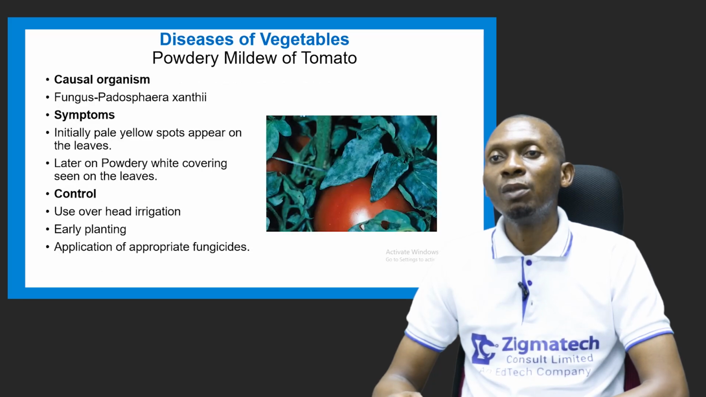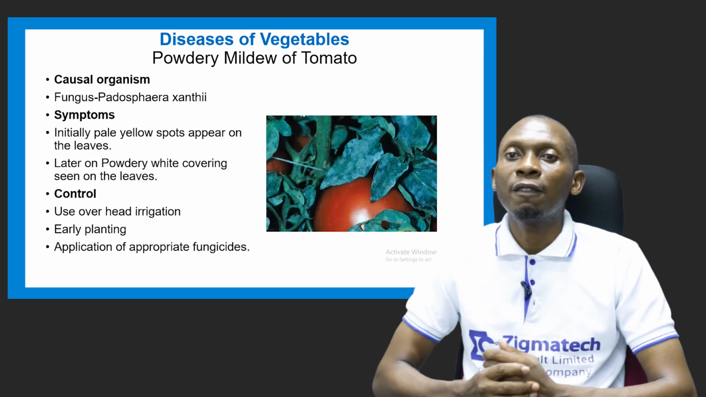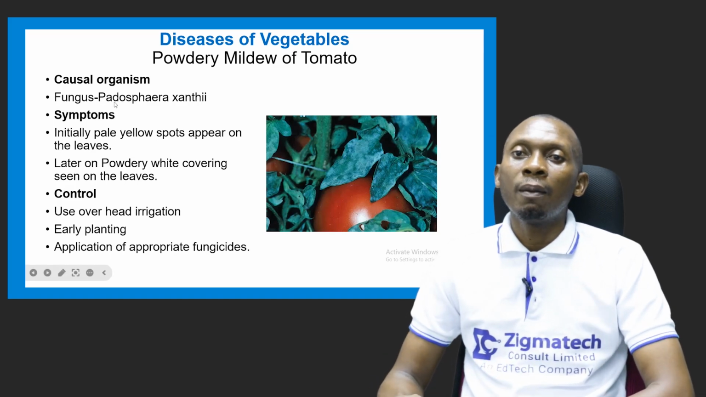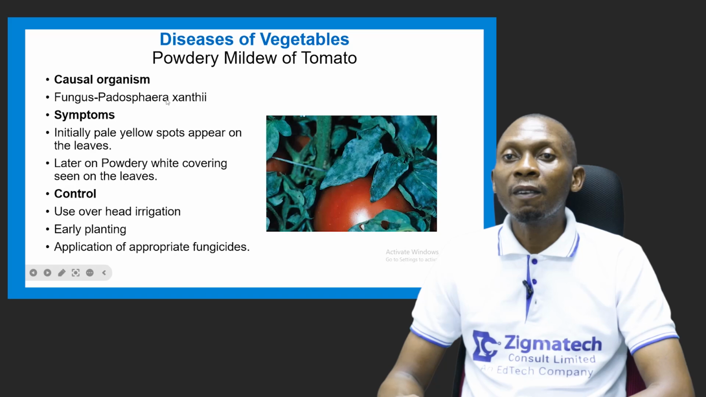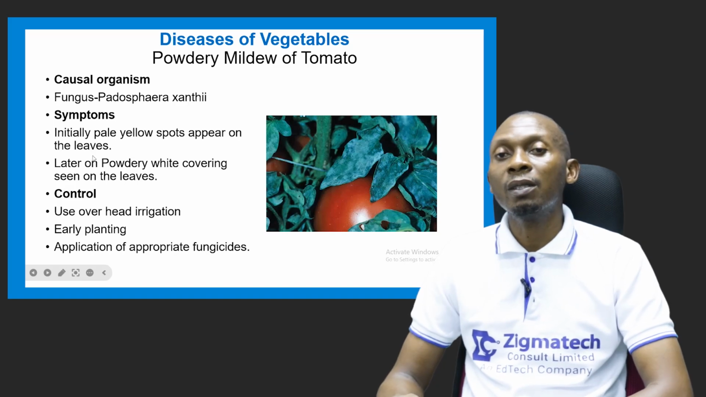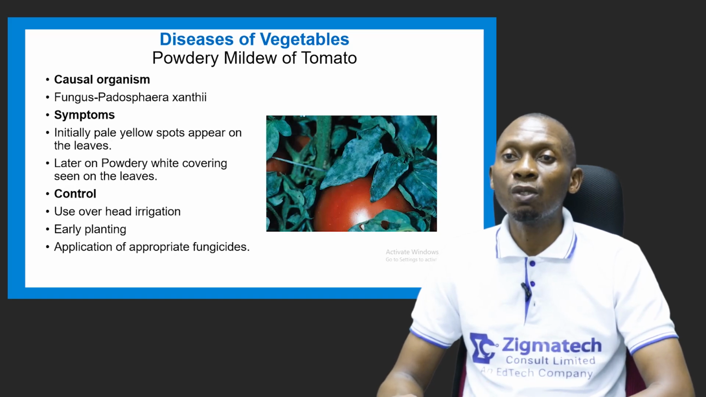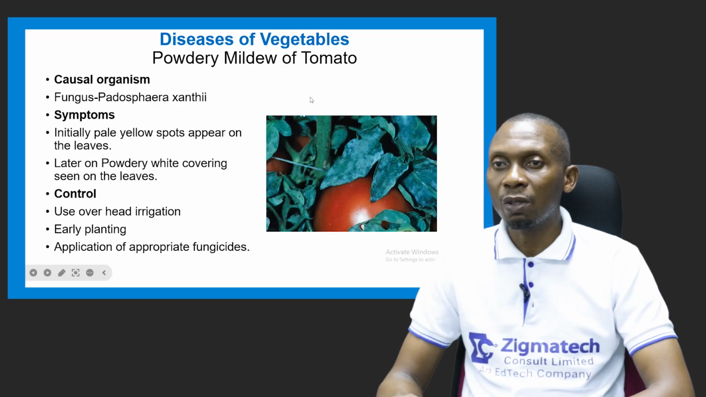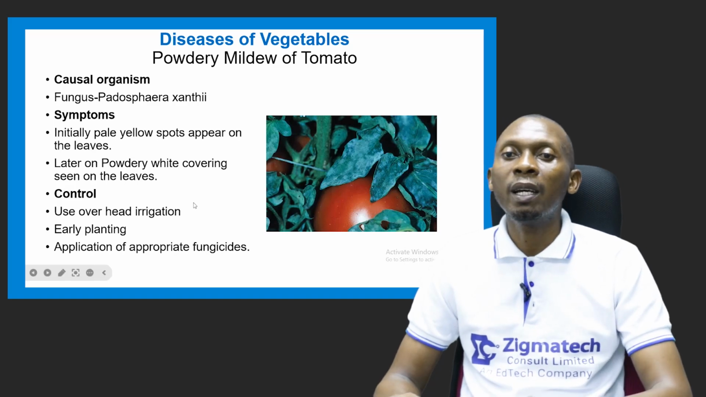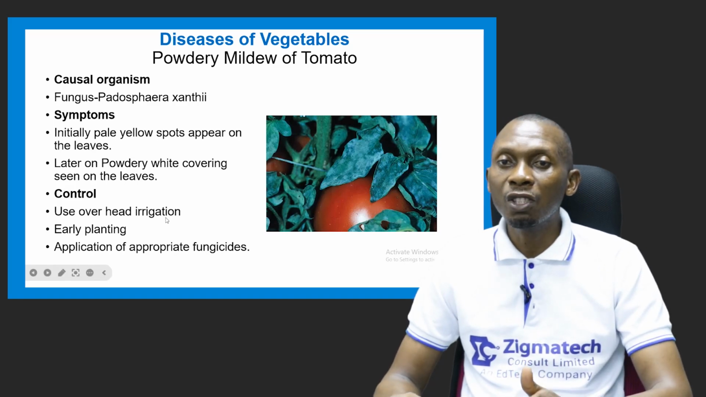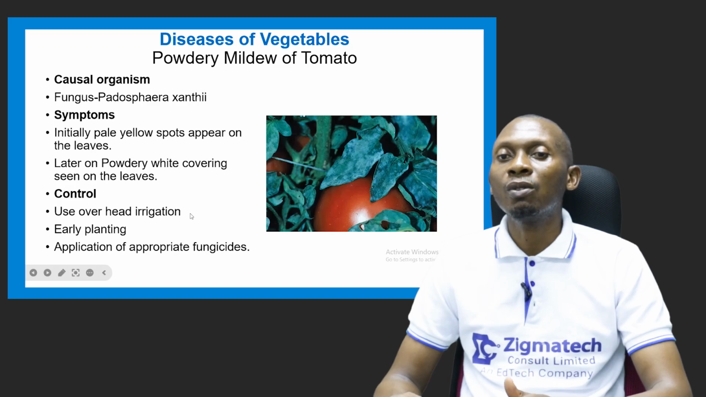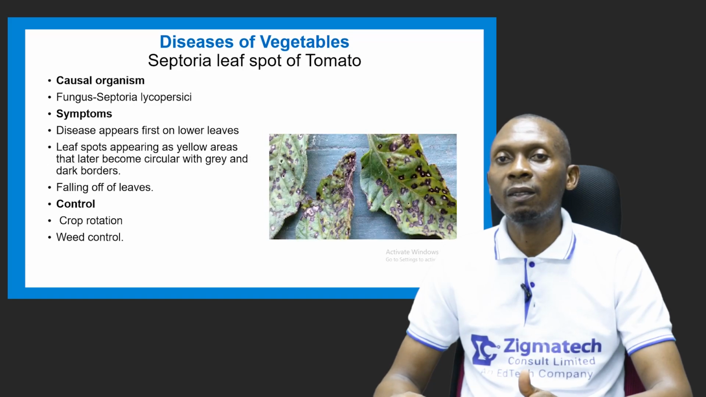We have powdery mildew of tomatoes, and it's a fungal disease, Podosphaera xanthii. Now, the symptoms here are that initially pale yellow spots will appear on the leaves, and later on a powdery white covering will be seen on the leaves, as you can see in the picture here. Powdery white spots are seen on the leaves. And how is this controlled? By avoiding overhead irrigation, early planting, and also using appropriate fungicides.